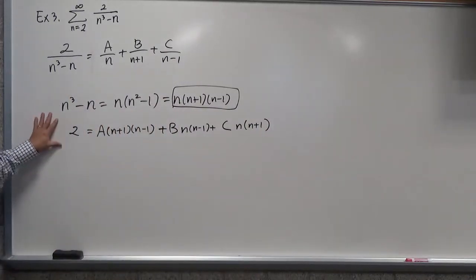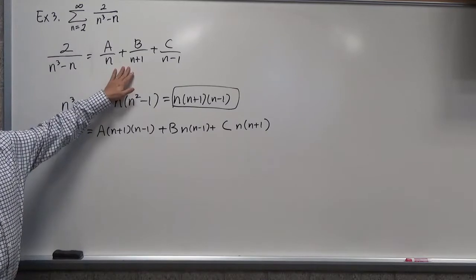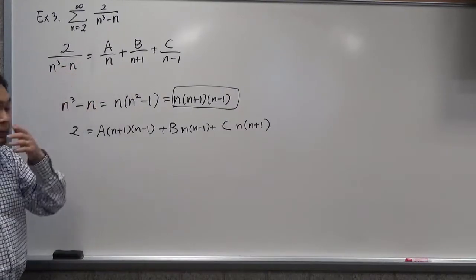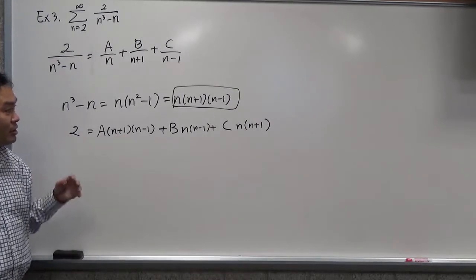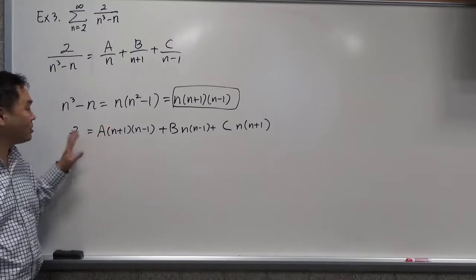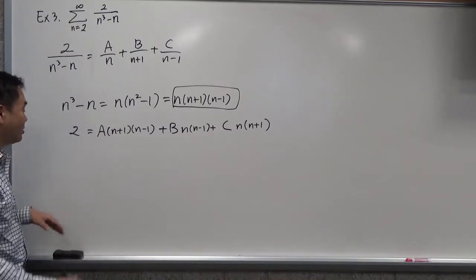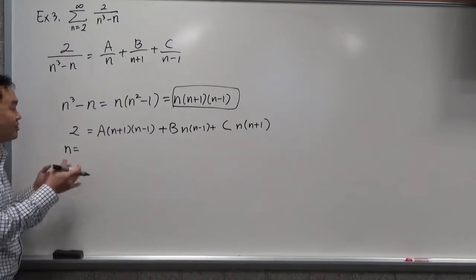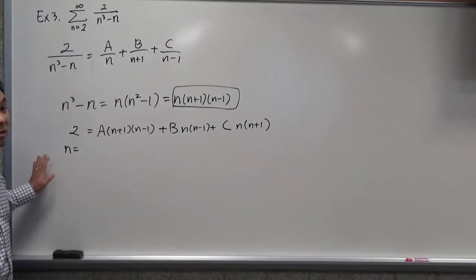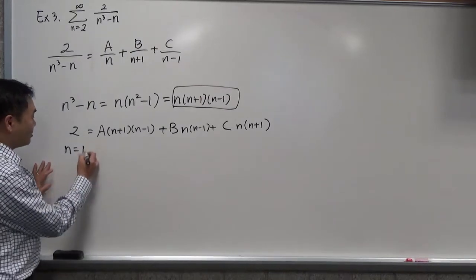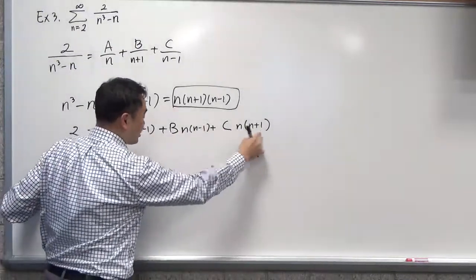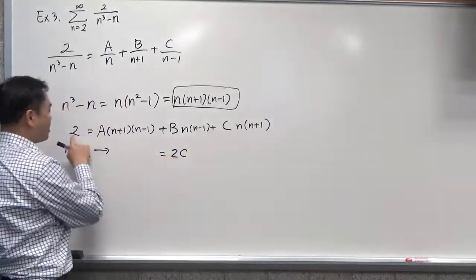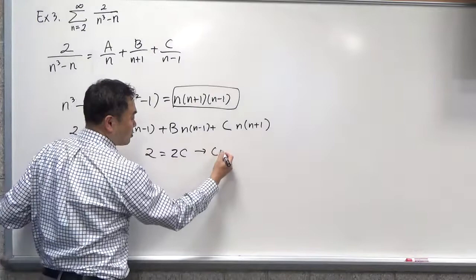Now what we need is for these two sides to be equal as functions of n, right? Therefore, this is an identity between functions of n. That means whatever number you plug in for n, both sides should give you the same answer. So we can freely plug in something and say the two sides are equal. What should I plug in? n equals 1, because then 1 minus 1 is 0, and you just get 2C on the right side, whereas you get 2 on the left side, which gives you C equals 1.